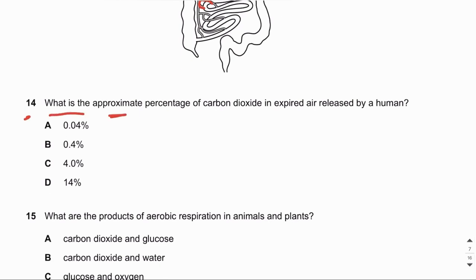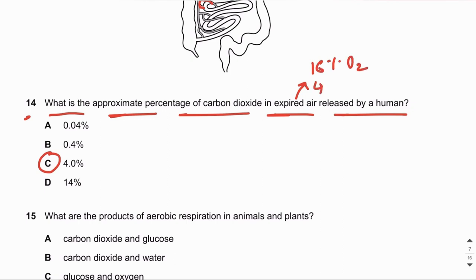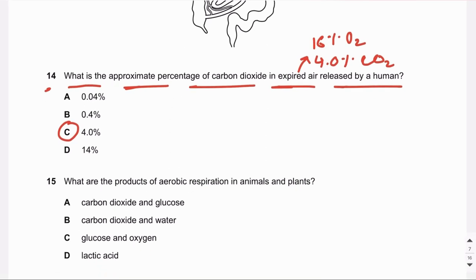What is the approximate percentage of carbon dioxide in expired air released by a human? So guys, when we exhale the air, that is known as the expired air, always remember that it contains 4.0% of carbon dioxide, right? And 16% oxygen. If we talk about expired air, it contains 16% oxygen and 4.0% CO2. And this is something that you should remember.